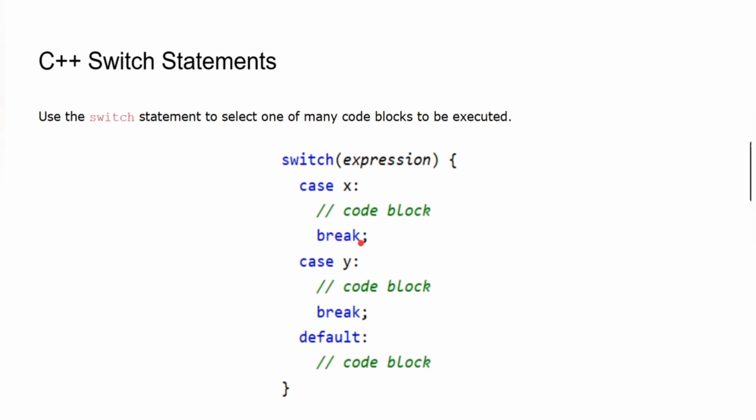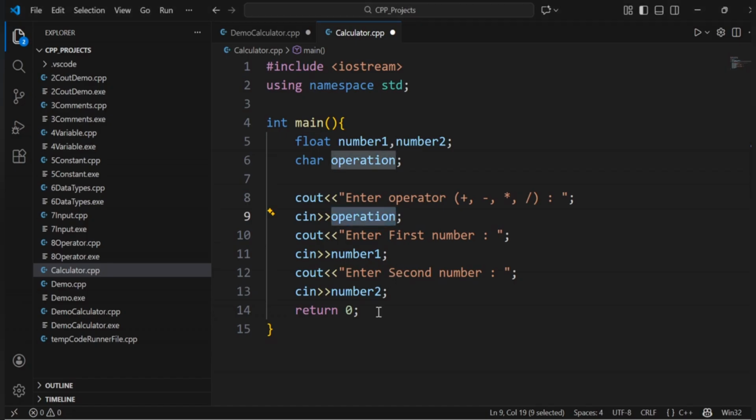So why do we need a break keyword? Because if we don't use the break keyword, then what will happen? All the remaining cases will also be executed. I will show you in the demo how it works. And lastly, we will write the default case also. We will also understand why we need this default case. So let's start with the switch statement here.